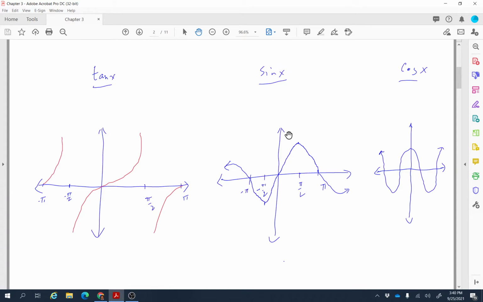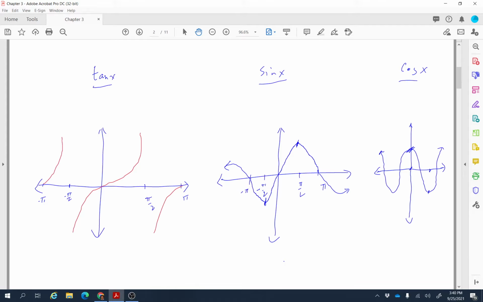Similarly, for sine x, if we want to find the inverse, we are going to restrict our domain from negative pi over 2 to positive pi over 2, from here to here. In that way, we will have a one-to-one function. Similarly, for the cosine function, we are going to restrict from 0 to this one, which is pi. So these are the restrictions for the inverse trigonometric functions.